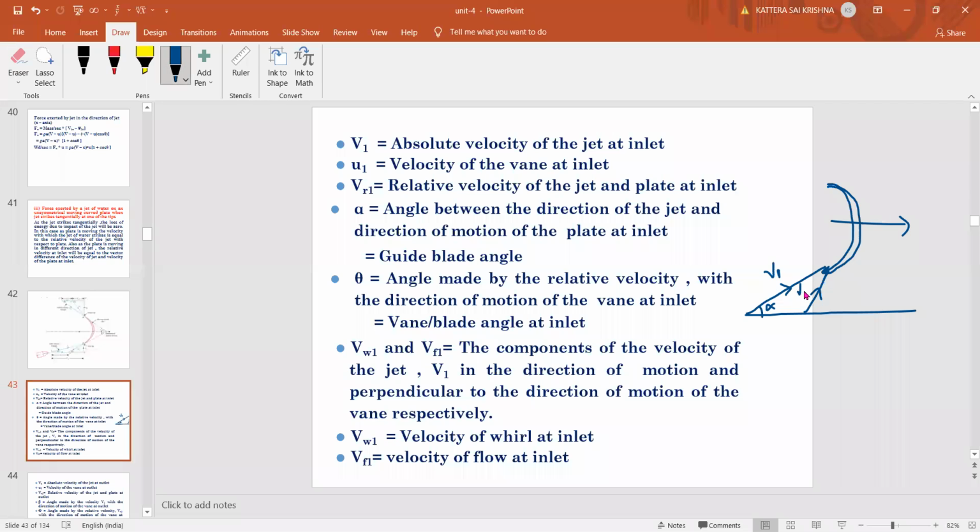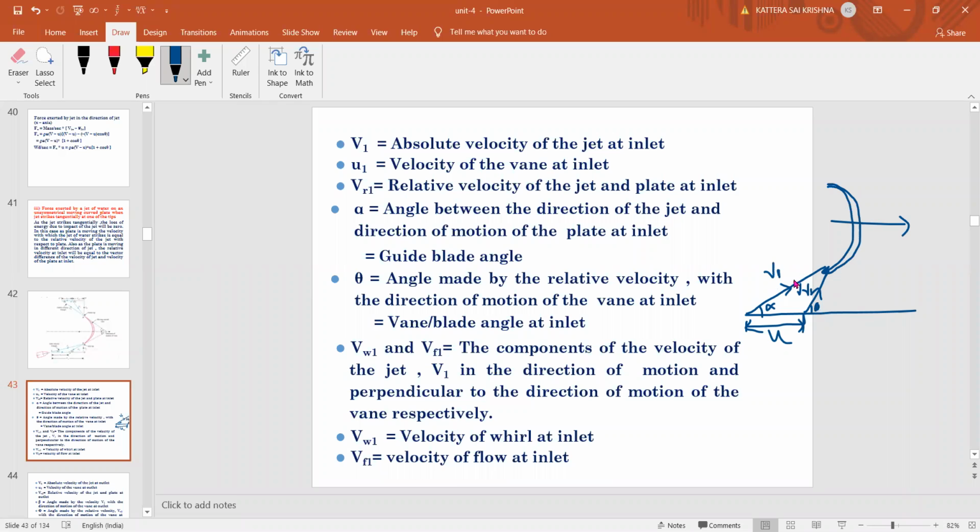VR1 is the relative velocity. This gap is nothing but the U value. Between these two there is a velocity difference, that is your U. Because VR1 is the difference of V1 and U, relative velocity is nothing but V1 minus U here. That is the meaning. So VR1, V1 and alpha we know now. Now the angle for VR1 is taken as theta. So theta is called the vane angle.